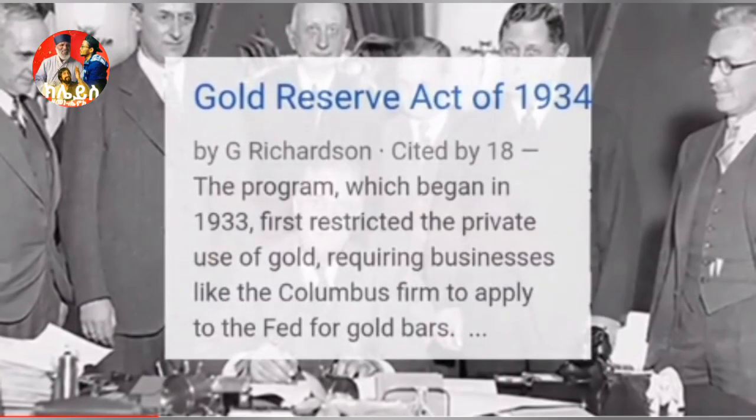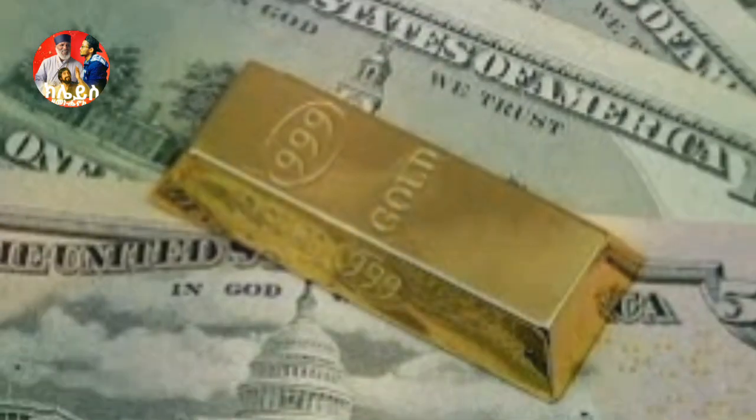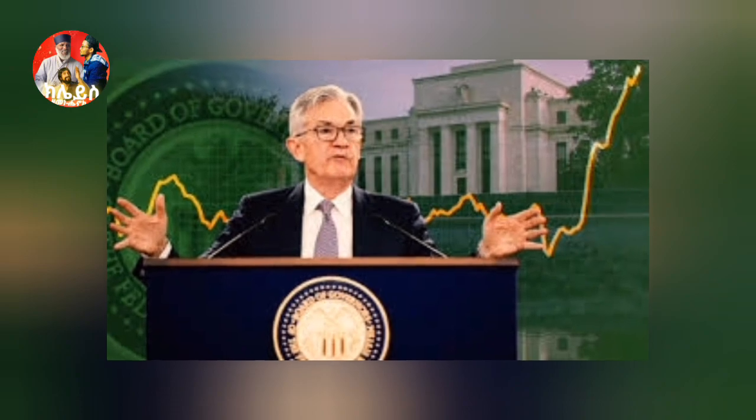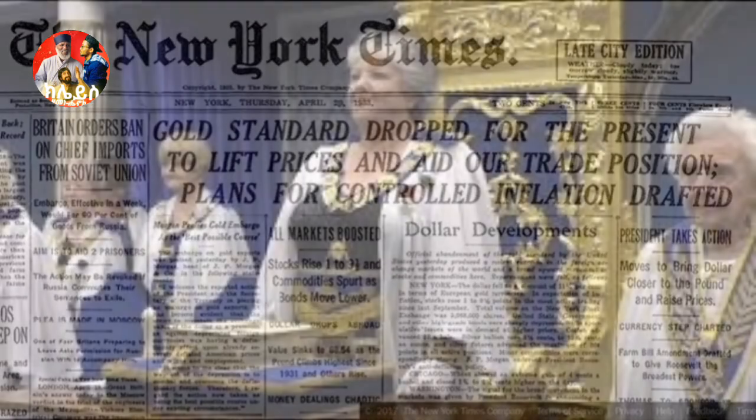Now let us go back to the Gold Reserve Act of 1934. The program, which began in 1933, first restricted the private use of gold, requiring businesses to apply to the Fed for gold bars. This kept the owner of the gold to be the United States Treasury. Later in 1933, the government announced it would no longer be using the gold standard and would solely rely on the Federal Reserve, telling the people this would allow the government to print more money, which was needed for World War I.